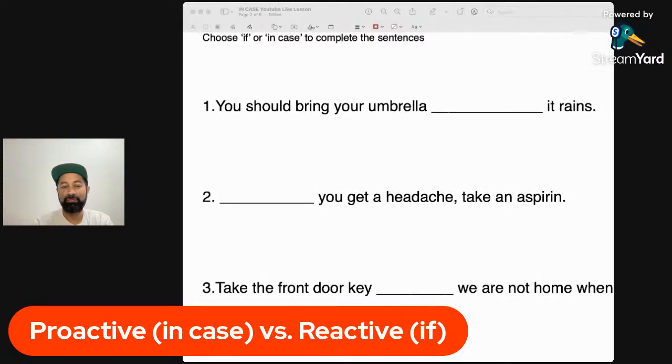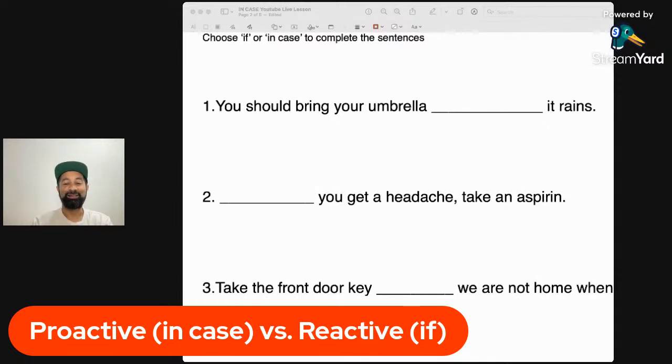Okay, and remember, I've got the on the screen here, you can see proactive is in case, reactive is if. So you prepare for the problem or you do something after the problem. This is a tricky one. If you get a headache, take an aspirin.